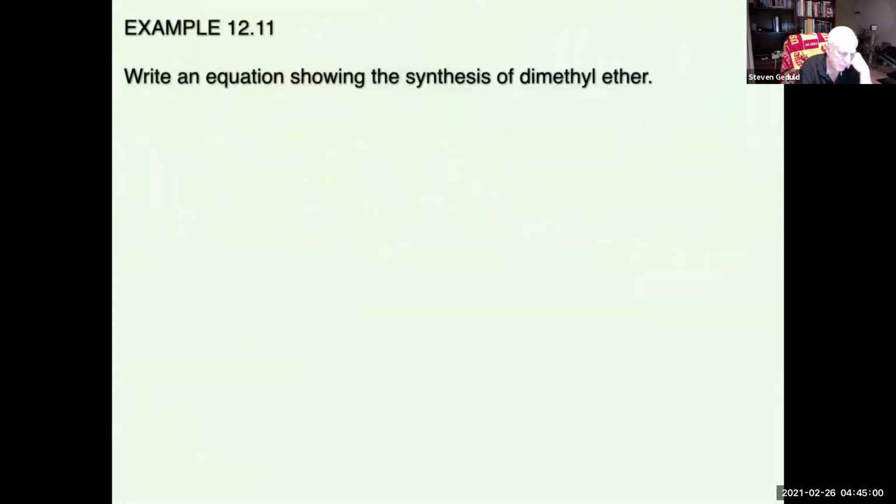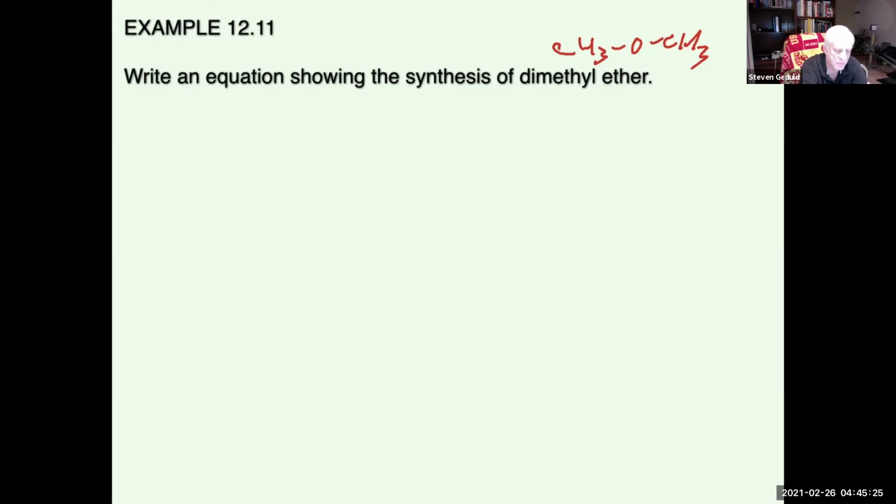Okay. Write an equation showing the synthesis of dimethyl ether. So we're going to make dimethyl ether. Dimethyl ether has methyl groups on both sides. Now the IUPAC name for that would be methoxymethane. I know they're both the same size, just pick one then. So methoxymethane is the IUPAC name.